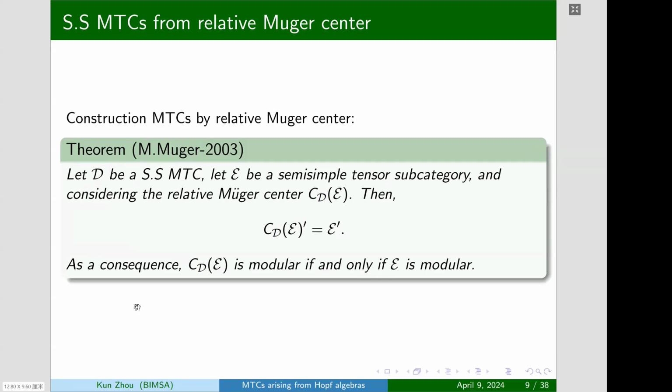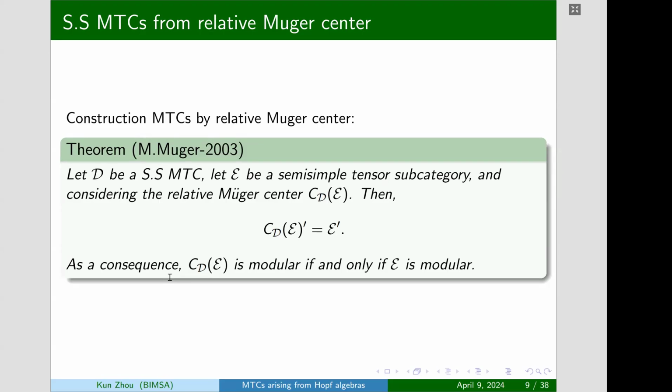Since we mainly focus on constructing modular tensor categories, we will recall some related construction methods. This theorem was obtained by Müger in 2003. Let D be a semisimple MTC. Let E be a semisimple tensor subcategory, and denote the relative centralizer of E in D by C_D(E). Then the Müger center of C_D(E) just equals the Müger center of E. As a consequence, C_D(E) is modular if and only if E is modular. Hence, there is a way to consider the relative centralizer to construct some semisimple modular tensor categories.